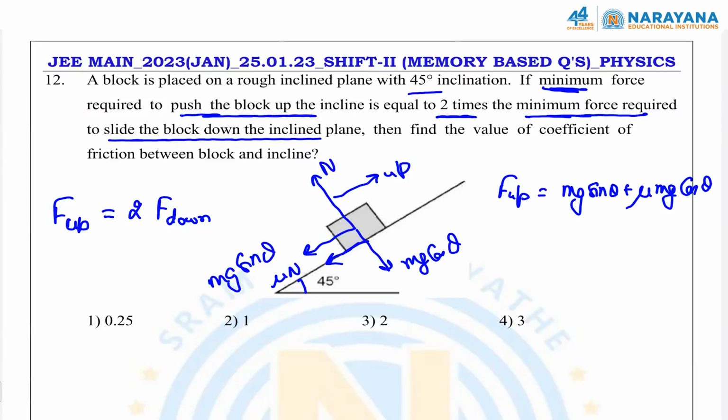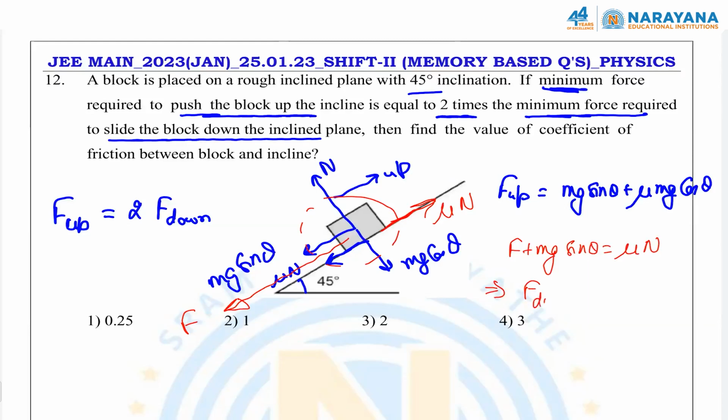Now let's talk about the second case when we want to move it down. So when I want to move it down, then I'll apply a force downward. And if it slides down, you have to understand that the force of friction will change its direction. So if it is able to slide down, the downward force must be at least equal to the upward force. Therefore, the force required to move it down will be mu mg cos theta minus mg sine theta. So now we will solve for this equation.